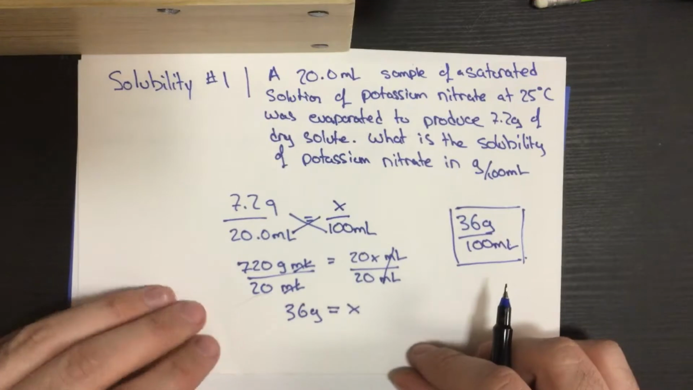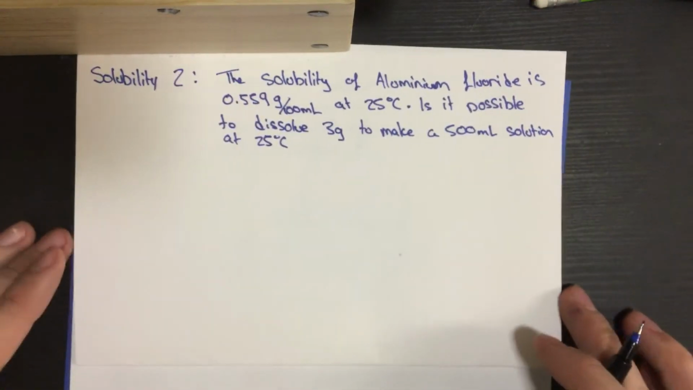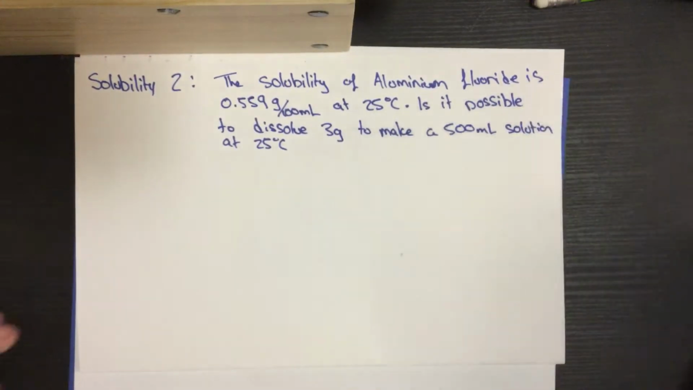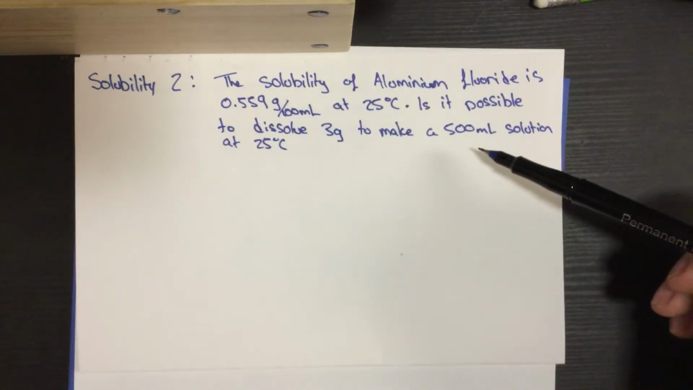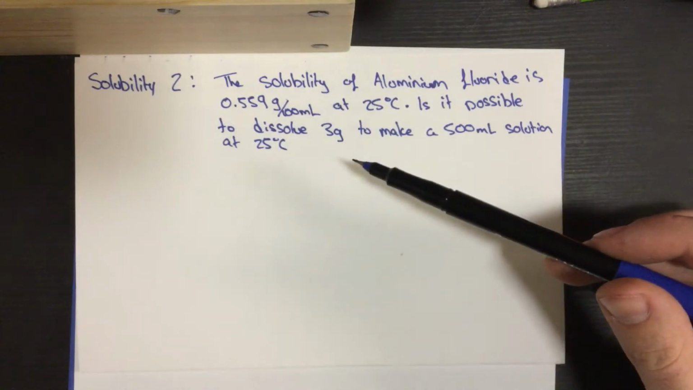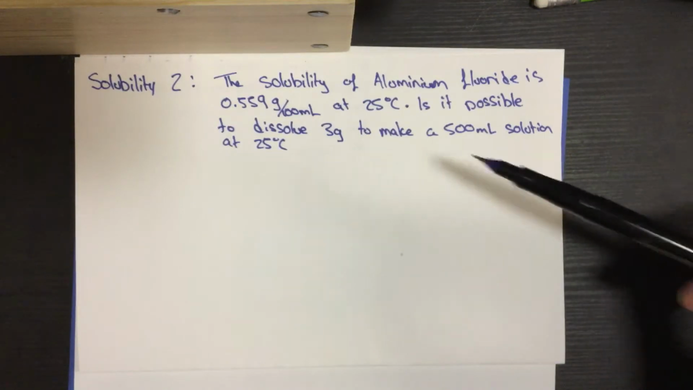The next type of question you could be asked is about the relative solubility or changing solubility. So in our next question, we will see that the solubility of aluminum fluoride is 0.559 grams per 100 milliliters at 25 degrees Celsius. Is it possible to dissolve 3 grams to make a 500 milliliter solution at 25 degrees Celsius? Now there's a lot of information going on here. The first thing I would check to see is, well, how much can dissolve into 500 milliliters? I don't know if that's possible because I don't know how much will actually fit here.